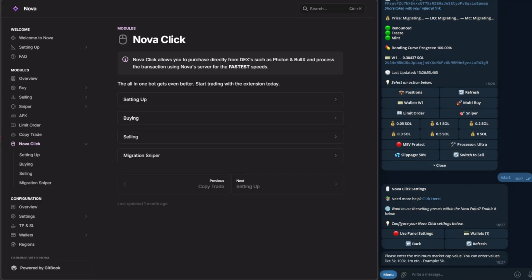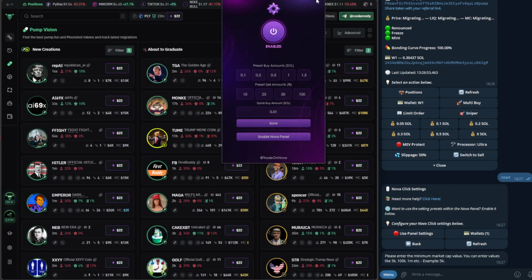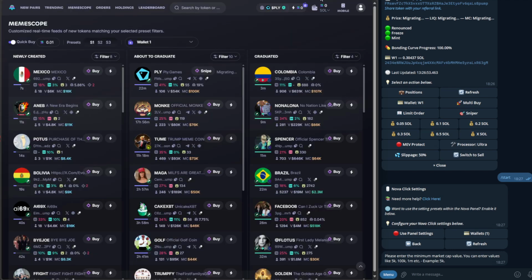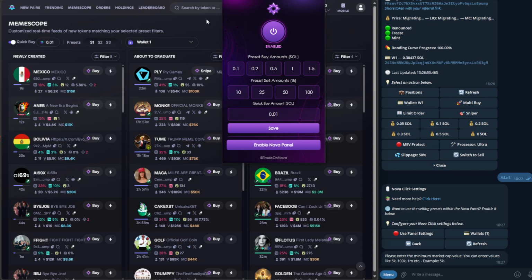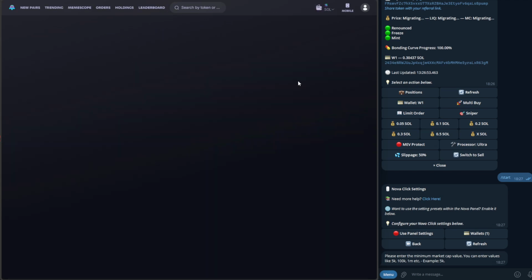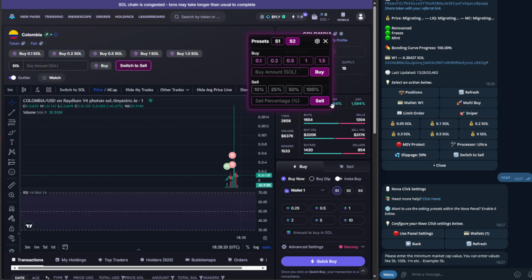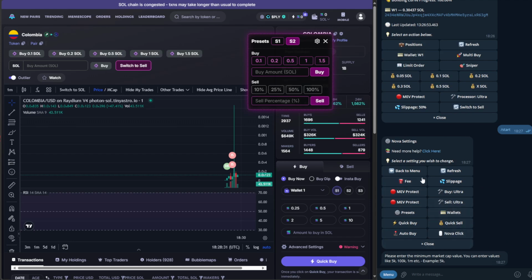So basically use the presets within the Nova panel that you set up on Nova Click. Let me just show you the panel. So basically just like the panel here, and you enable the panel. I don't know why it's not working right now. But yeah, just the panel sends. So this one here, for example, and use those sends directly from Nova Click when you're using the Nova Telegram bot. Yeah, that's basically it. Those are the main settings for Nova.